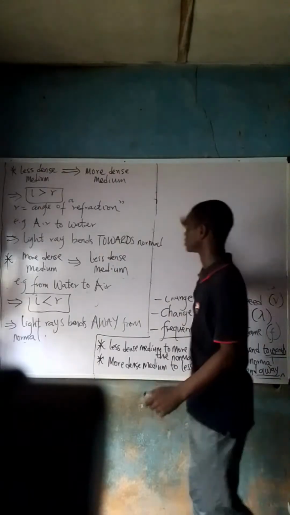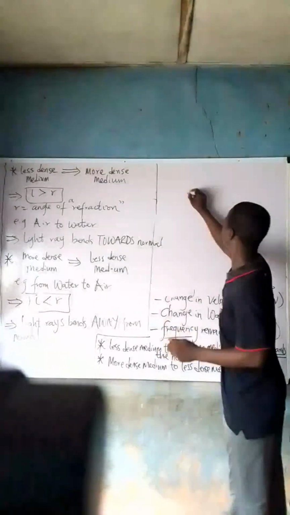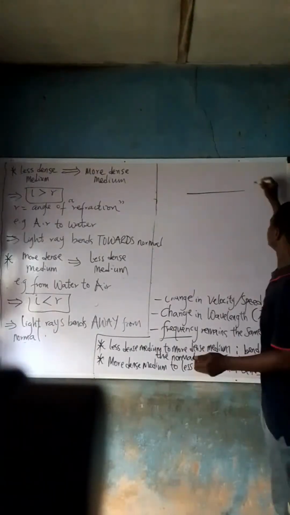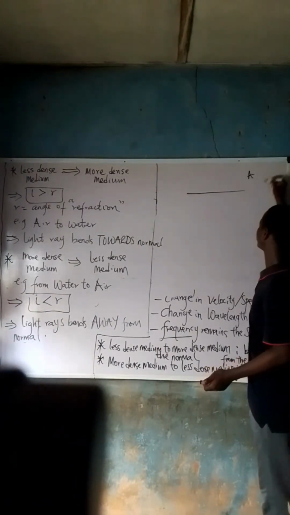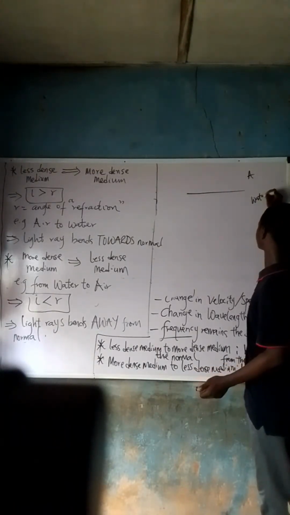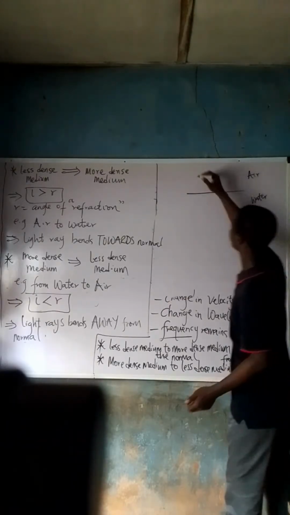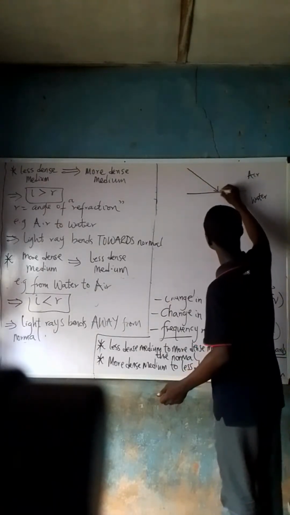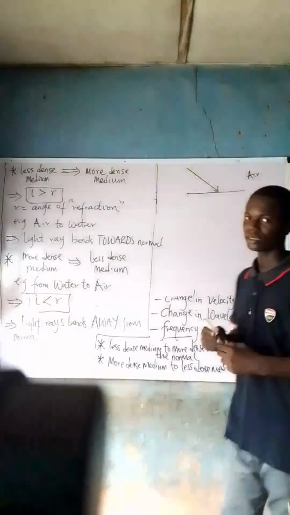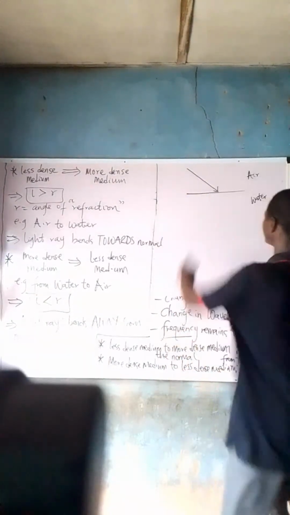Now, this is a medium. Let's just say this is the plane. This is a medium, let's say air, and this is water. What actually happens when a light ray hits this surface? That is what we are going to be analyzing.